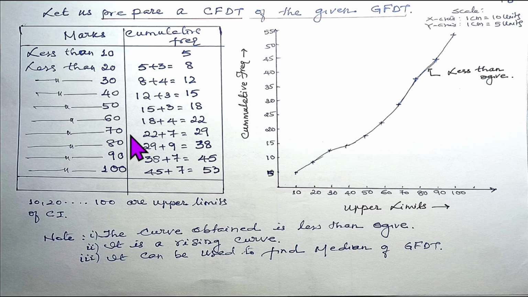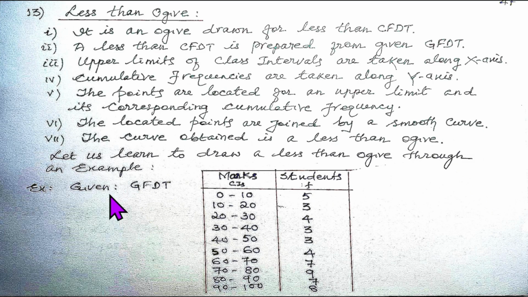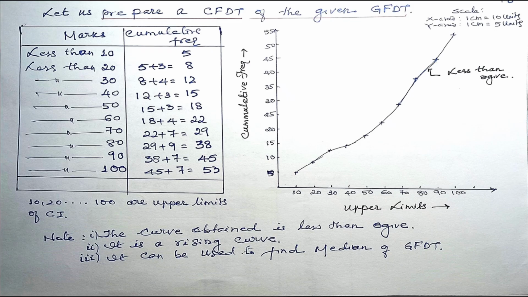Now, we have prepared a CFDT here. Now, please remember, 10, 20, 30 up to 100, they are the upper limits of the class interval. See, these are the upper limits here. So, we have taken the upper limits of the class intervals. Now, to draw the ogive, already we have prepared the CFDT. Now, to draw the ogive, less than ogive, take the upper limits along the x-axis and the cumulative frequency along the y-axis with a suitable scale.